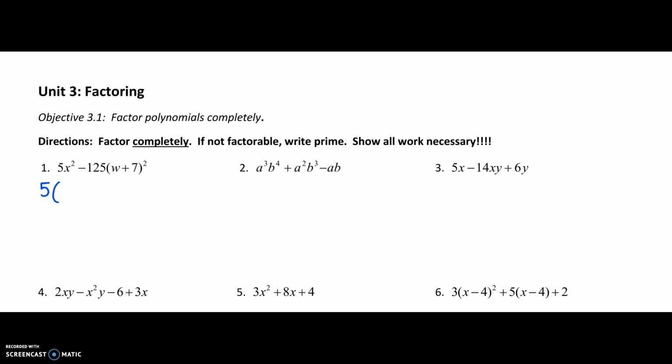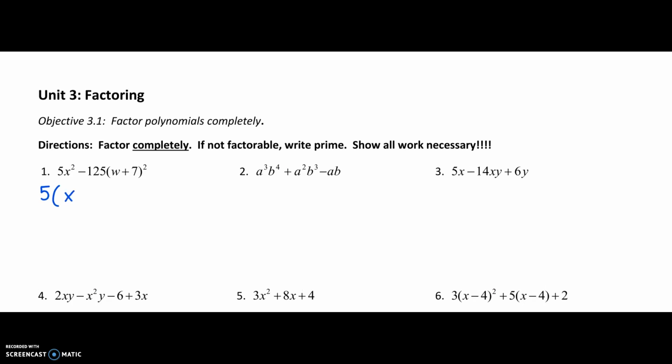When I factor out the 5, I end up with x squared minus 25 times w plus 7 squared. Now what you should think when you look in the parentheses is, is this able to be factored more? Because you have two terms, your options are difference of two squares or sum or difference of cubes. In this case, we have a difference of squares, both perfect squares with a minus sign in between.